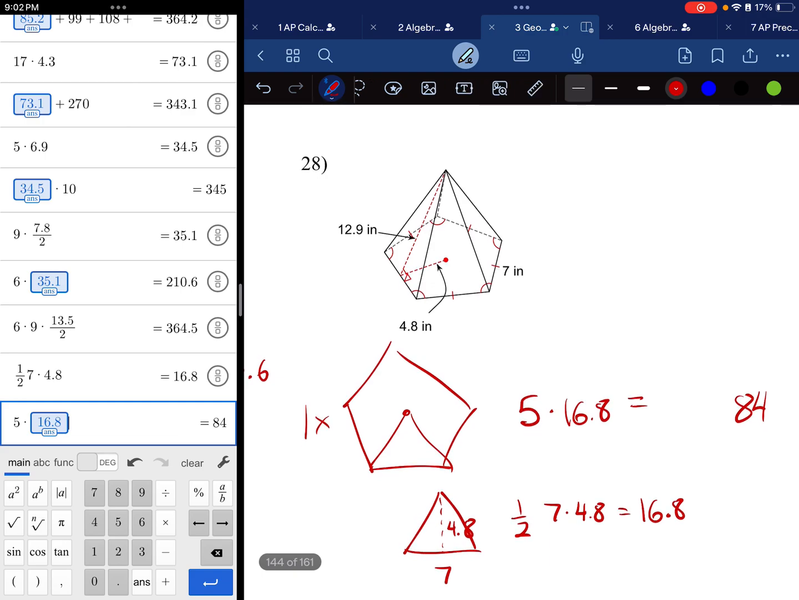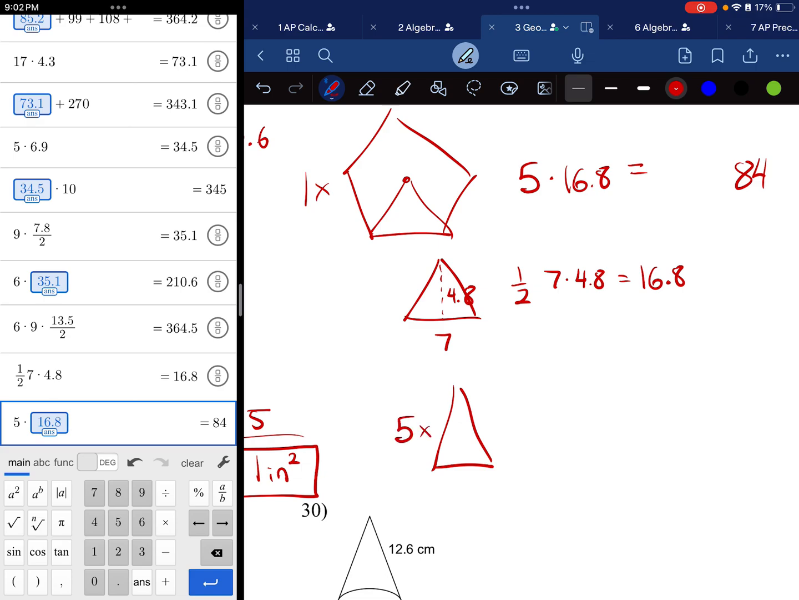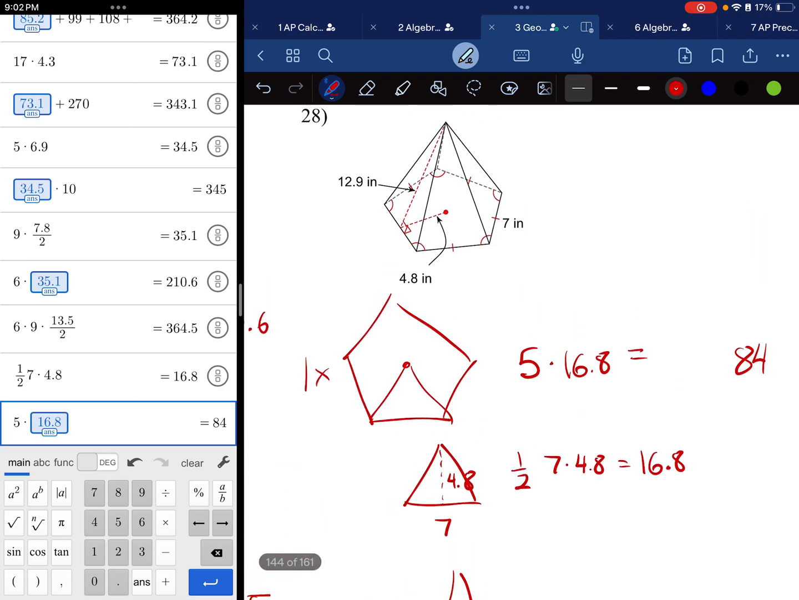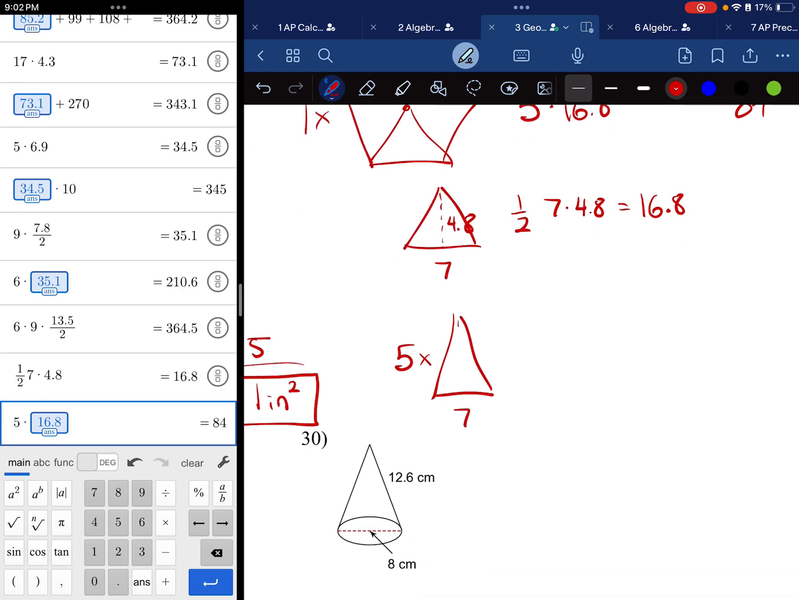Now I need to do the lateral area. The lateral area, aka the non-base area, is a bunch of triangles. It's 5 of those triangles. So let's go ahead and redraw a skinny looking triangle. There's 5 of those triangles. And what are the dimensions? I have 12.9 and 7. So this is a 12.9 right here by 7.